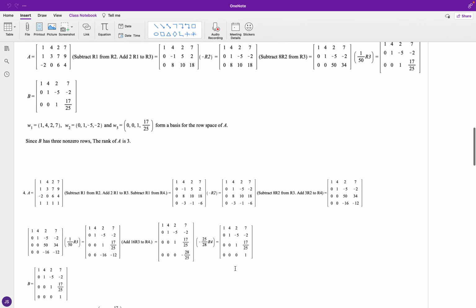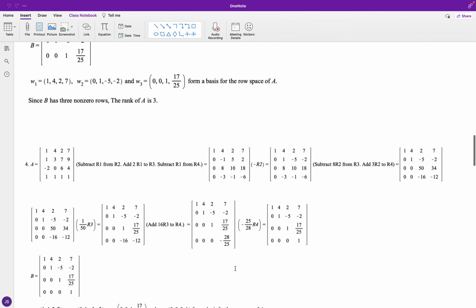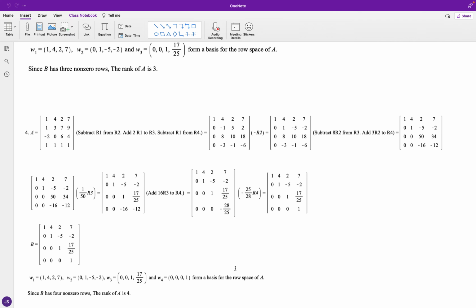Now let's say that we have A to be a square matrix where we have a 4 by 4 arrangement, and looking at what we have here. So if I go through the process of subtracting the first row from the second row, as well as adding twice the first row to the last row, and subtracting the first row from the last row, in this case the fourth row.